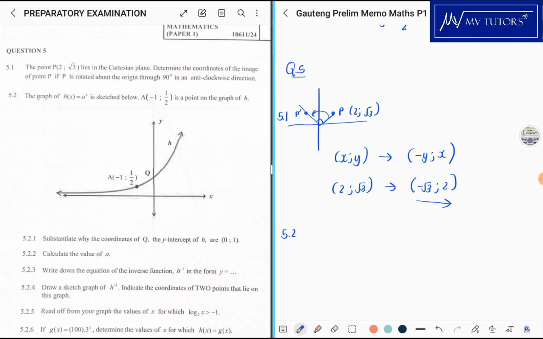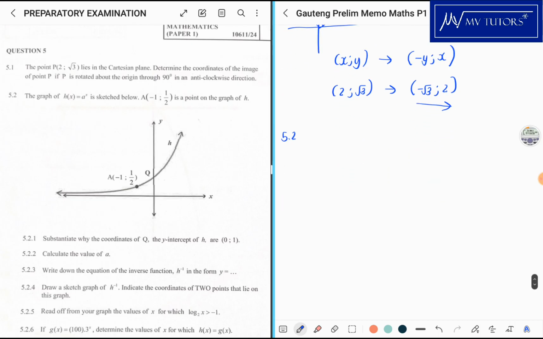5.2: the graph of h of x is equal to a to the power x. So this is your exponential function. And they're also giving you a point A.